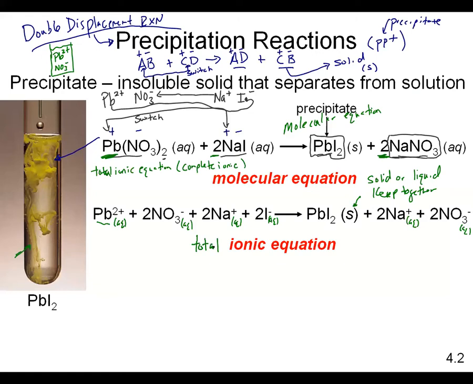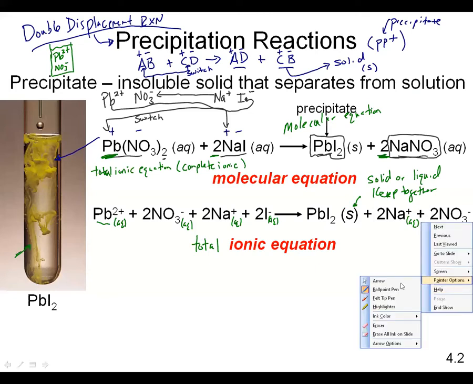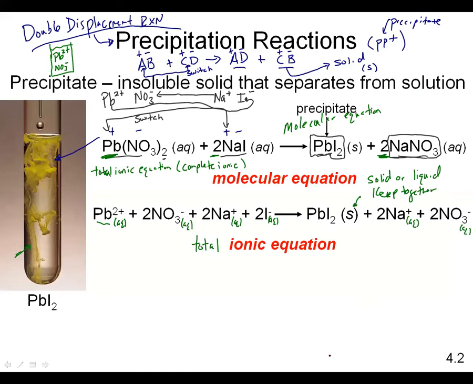It is an equation where we break apart any strong electrolytes into their ions. We keep together solids and liquids. And the other thing that, if you should come across it in a total ionic equation, is we keep together weak electrolytes. So like we were just talking about.